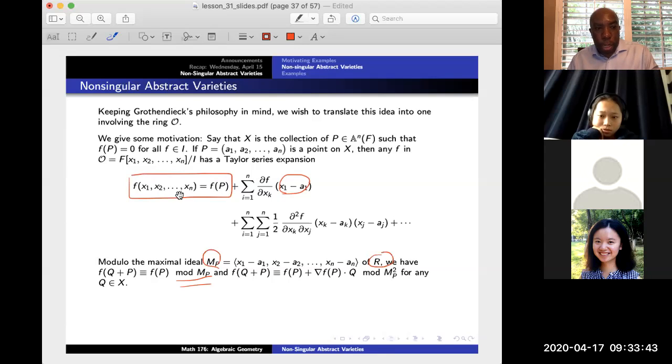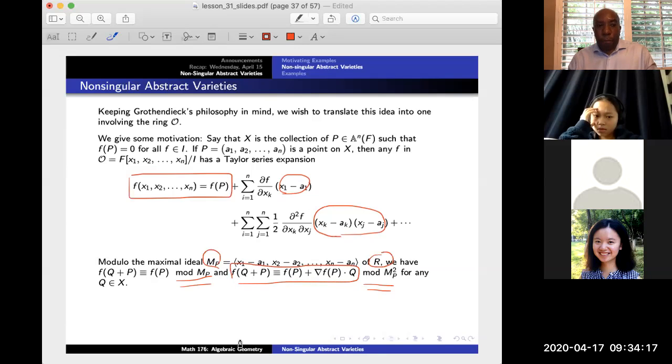So if I look at, in a sense, almost adding a point, then I just get back f of p. Again, this is just the idea that these here should be equal. But if I work modulo M sub P squared, that will be these terms here. M sub P squared just means literally you take the products of things from your maximal ideal. So if I work modulo the square, then I actually get back a few more terms.